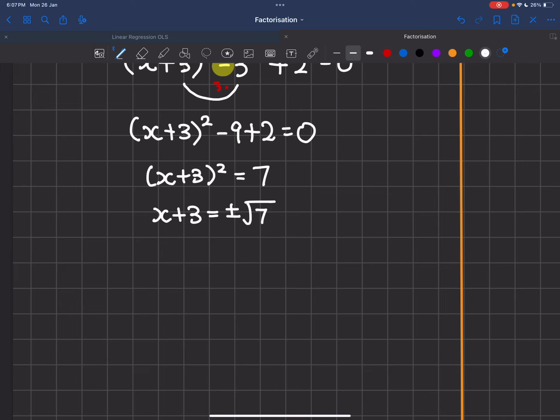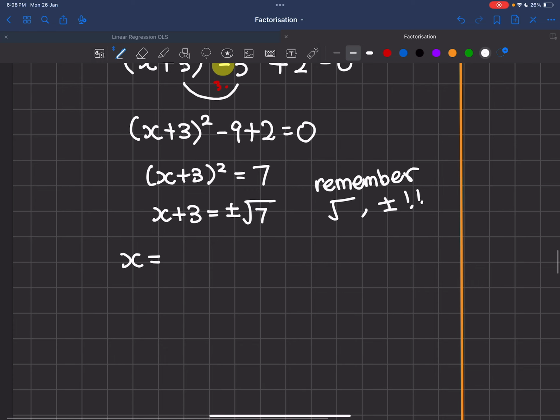Remember, every time you take a square root, plus or minus, okay? So we will end up with x equals positive square root 7 minus 3, or x equals negative square root 7 minus 3. So these are two values, and you can graph that, and we're done.